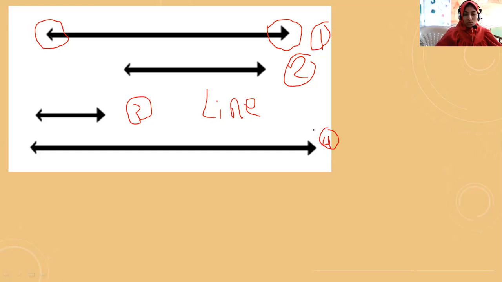Overall, the meaning is that a line does not contain end points. A line can extend in both directions. A line keeps extending in two directions and never ends.